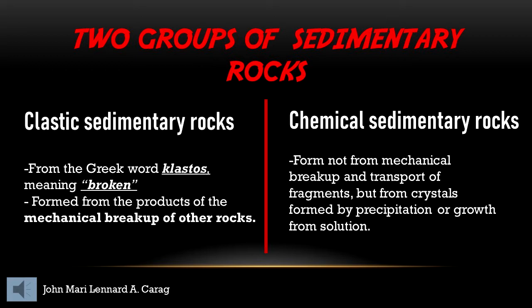So basically, pinagkaiba lang ng dalawa is yung sediment or yung material na ginamit para ma-form yung rocks. So, sa clastic sedimentary rocks, ang gamit is yung particles ng rock na mechanically broken up, yung dinurog na rocks. And on the other hand, sa chemical sedimentary rocks, ang gamit na particles doon is yung chemical sediments.